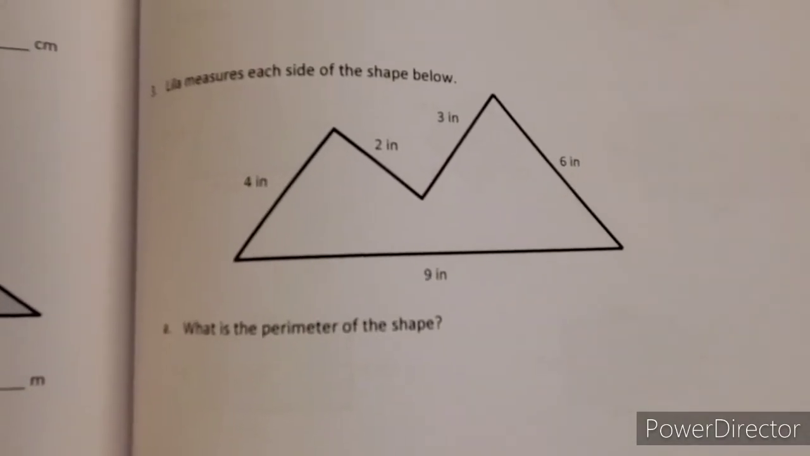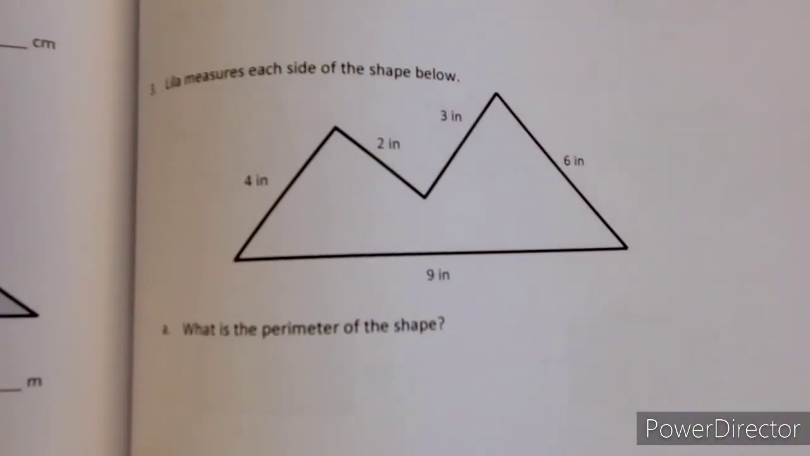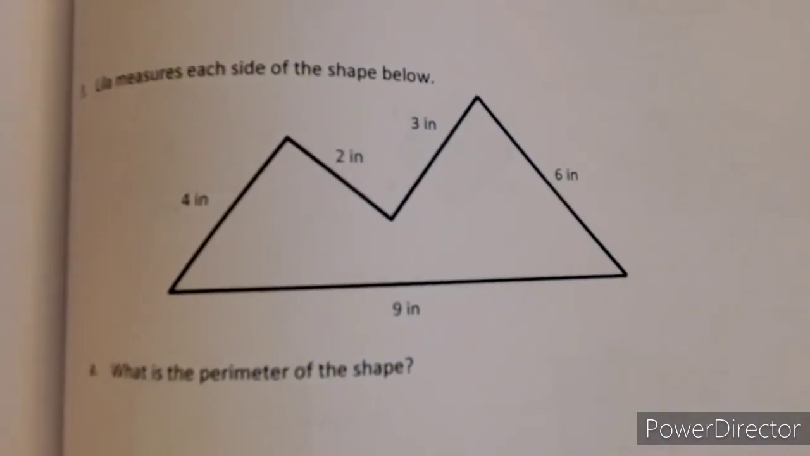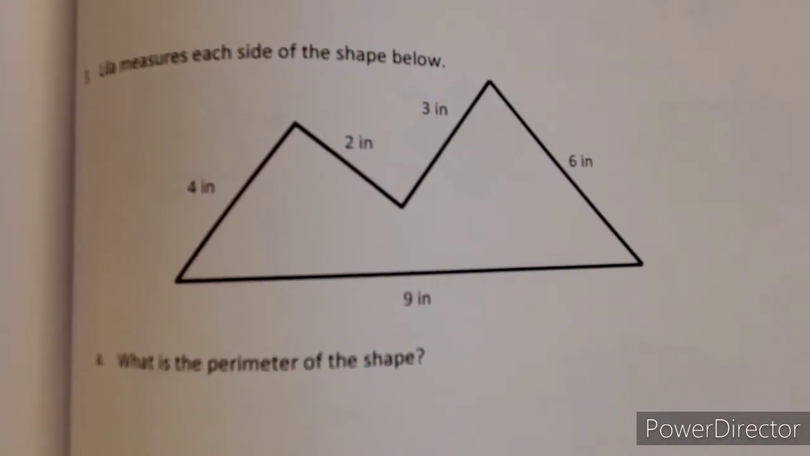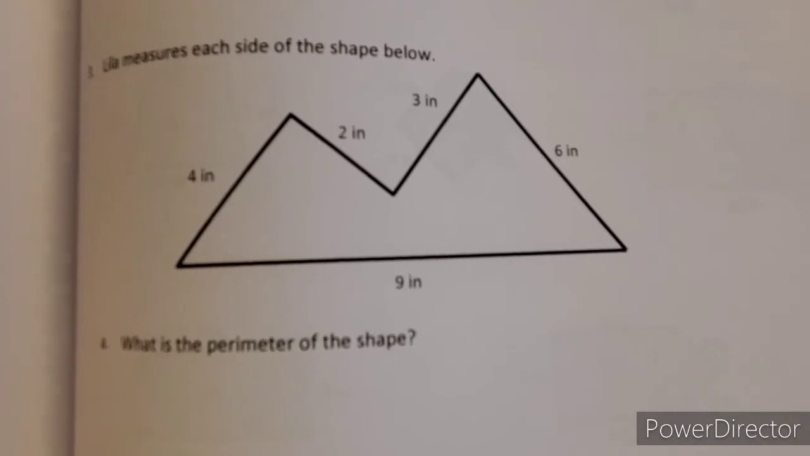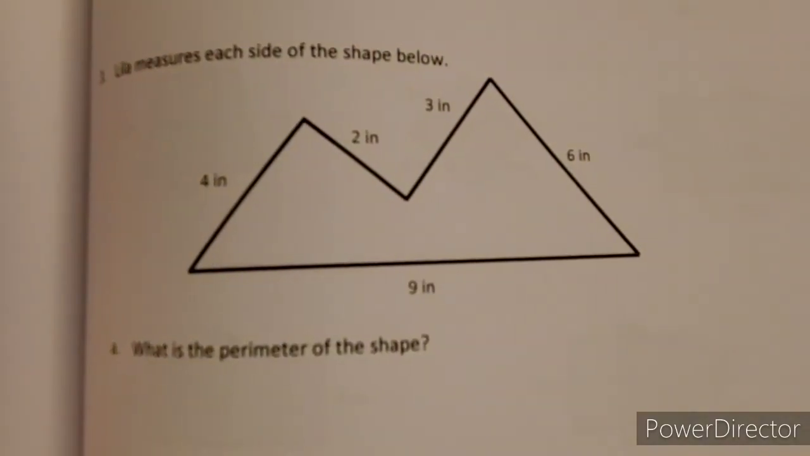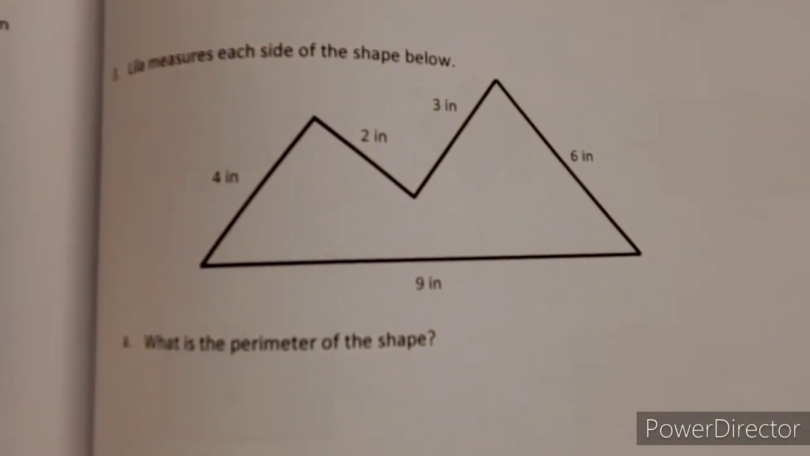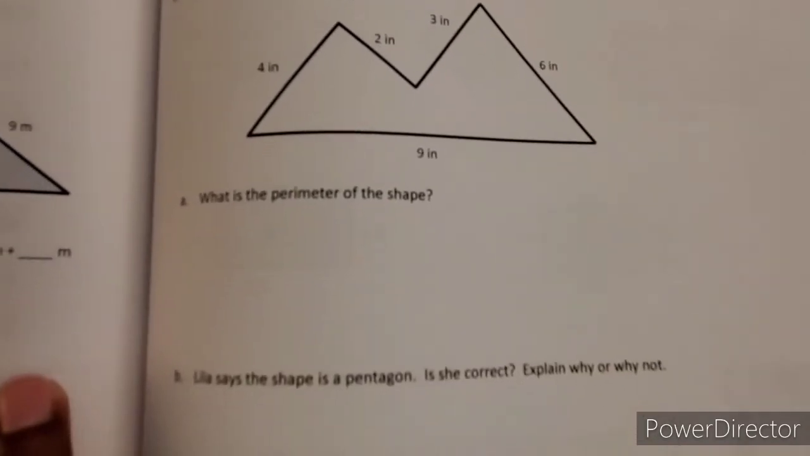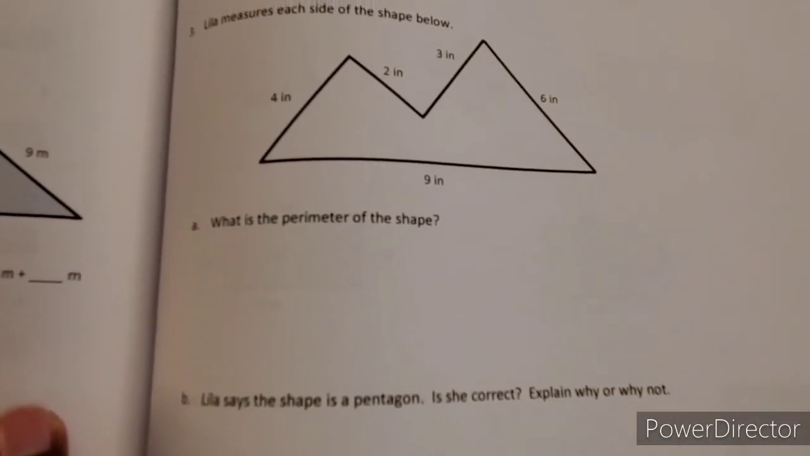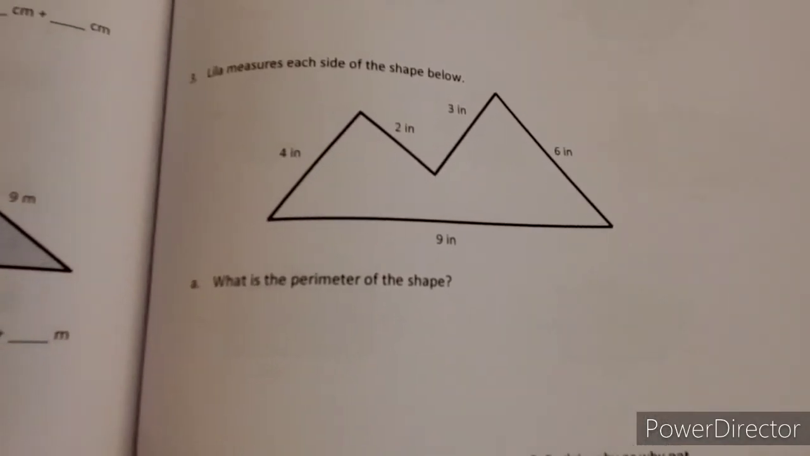It's Lila. Lila measures each side of the shape below. That is it. What is the perimeter of the shape? The entire shape. So you might need to just add up all of them, find the perimeter of them. Make sure you check your addition skills while you're going through.